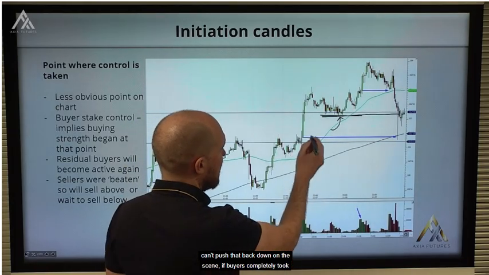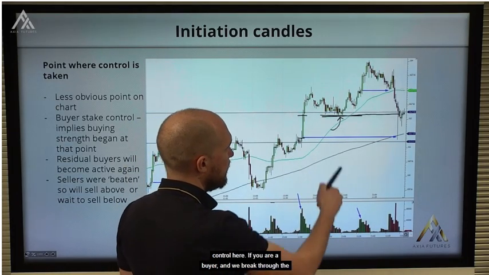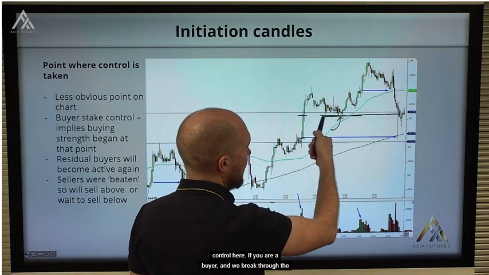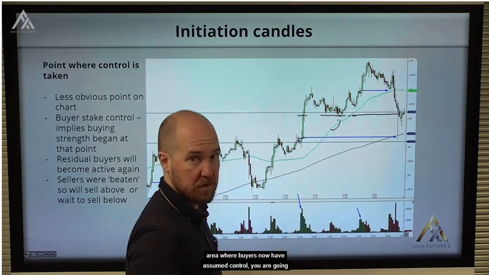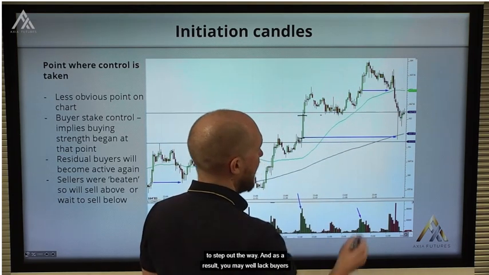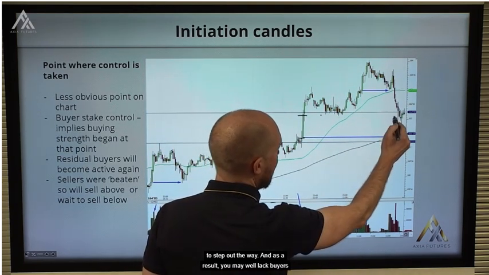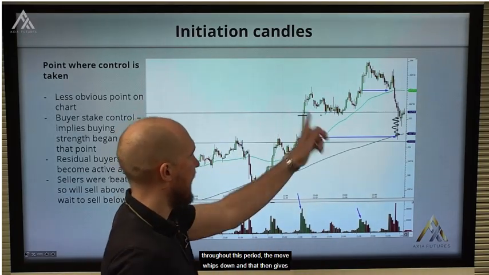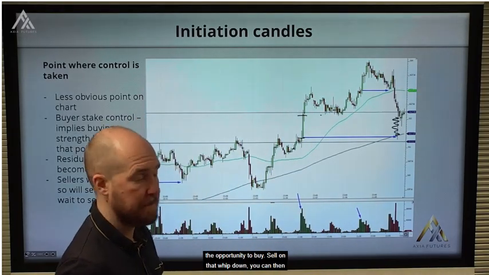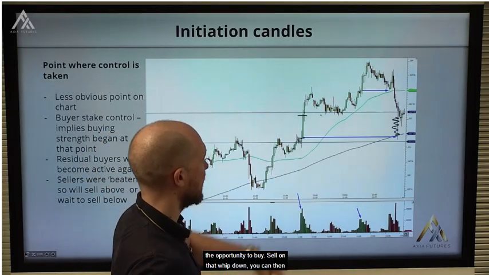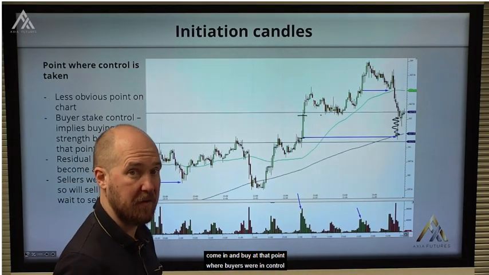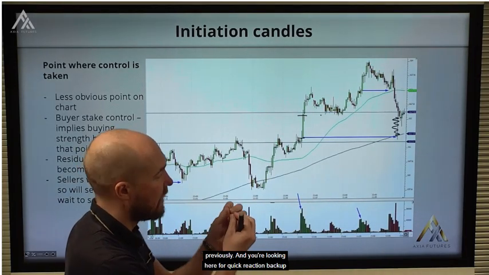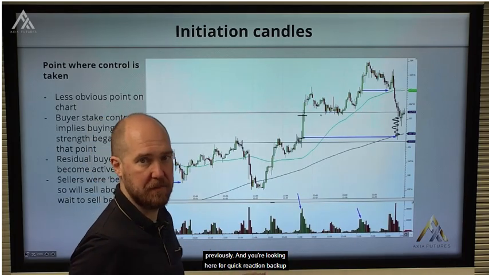But seeing as buyers completely took control here, if you are a buyer and we break through the area where buyers now have assumed control, you are going to step out of the way. And as a result, you may well lack buyers throughout this bit of the move. It whips down, and that then gives the opportunity to buy. So on that whip down, you can then come in and buy at that point where buyers were in control previously. And you're looking here for a quick reaction back up.